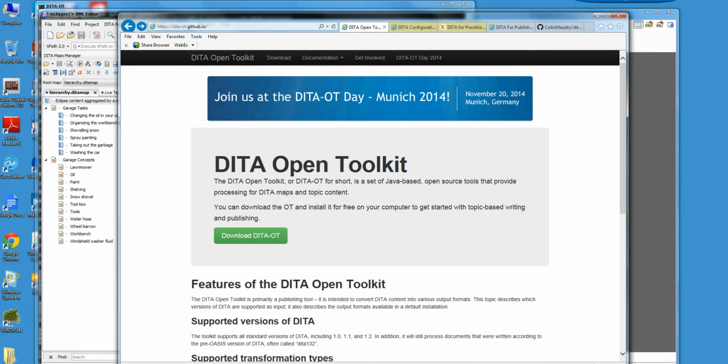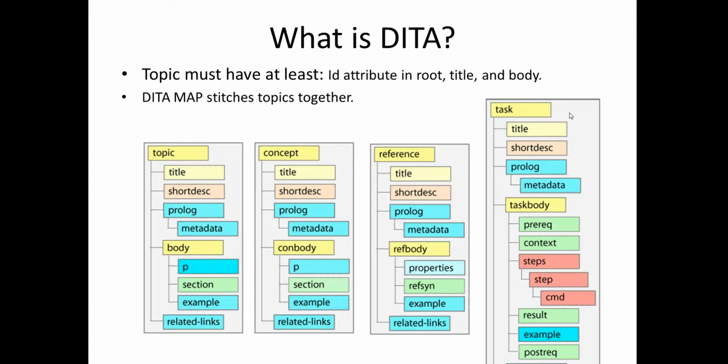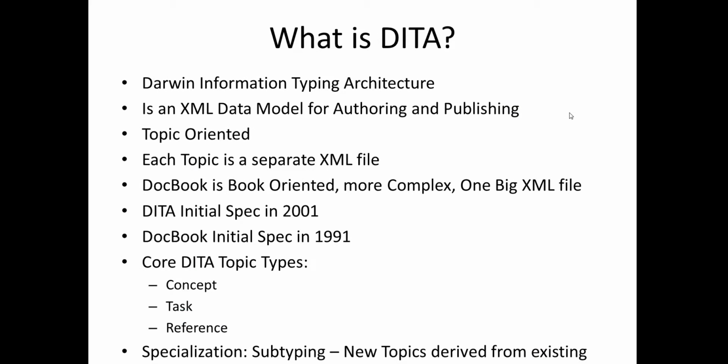Let me just do a little recap, a little more detail about what DITA is. I have this little presentation here. So what is DITA? It's the Darwinian Information Typing Architecture. It's an XML data model for authoring and publishing. Topic-oriented. Each topic is a separate XML file.